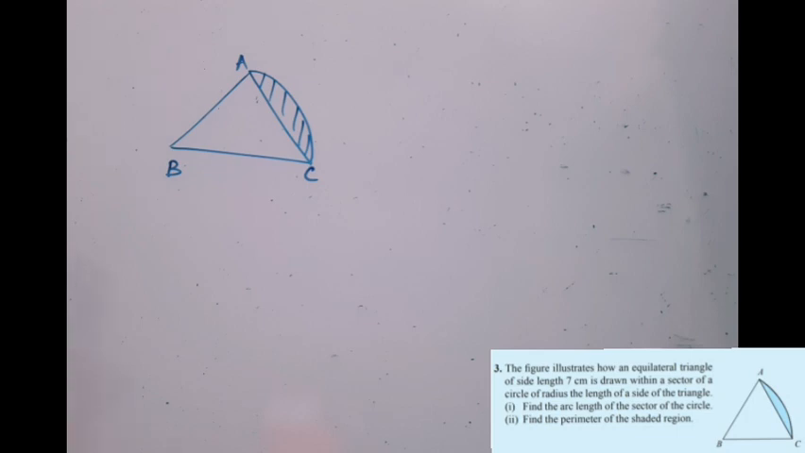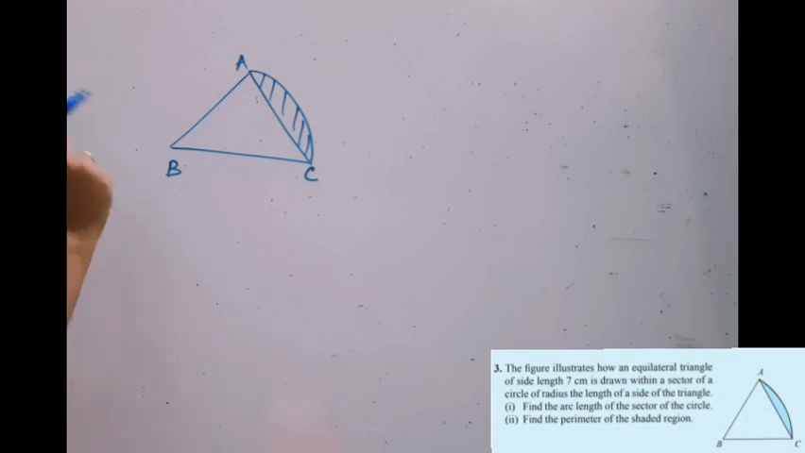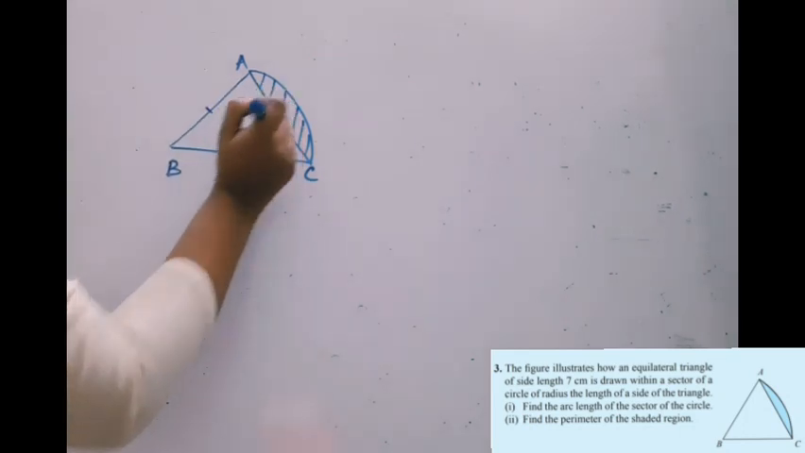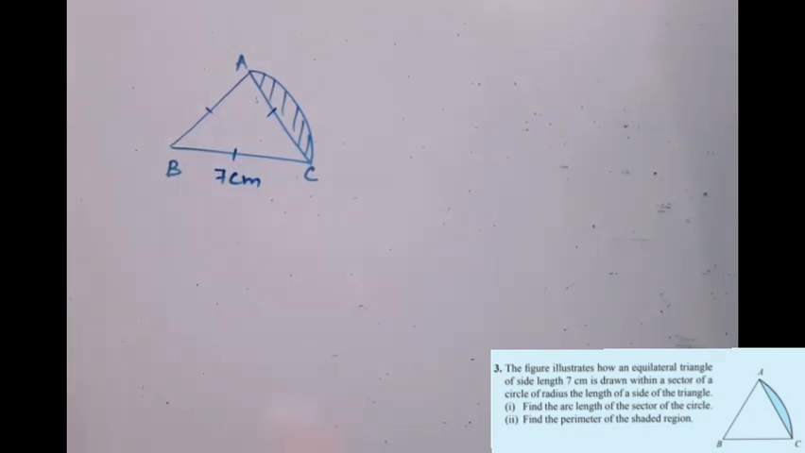The figure illustrates how an equilateral triangle of side length 7 cm is drawn within a sector of a circle of radius the length of a side of the triangle. So remember, you should first mark the given data into this diagram. So since this is an equilateral triangle, all three sides are going to be the same, which is 7 centimeters.